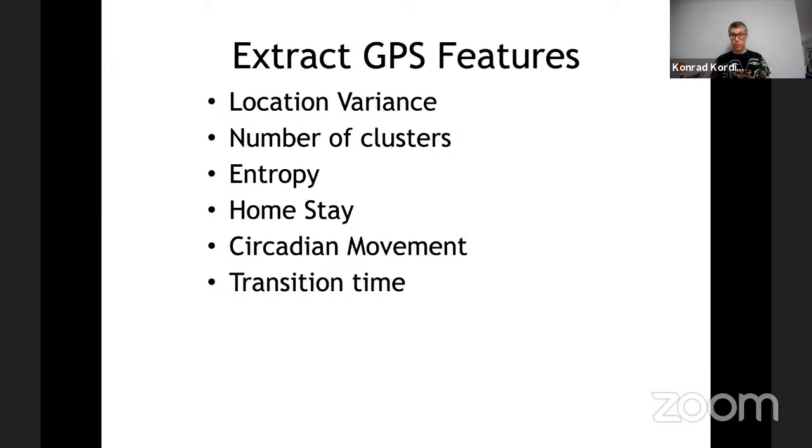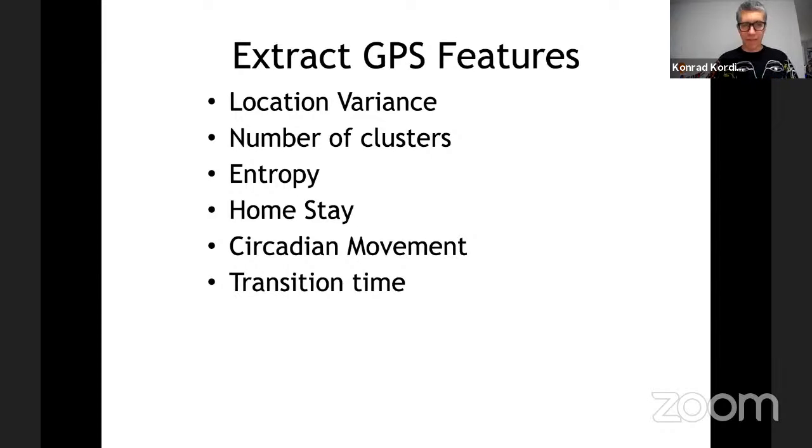So how should we analyze the data? Well, we can extract features from GPS. We can say location variance: if you feel better, you might be in a larger space. Or if you feel better, you could visit more places, so there could be more clusters. Or there could be something about the entropy of the space. Or if you feel good, you spend less time at home. Or you are more active during the day and less active at night. Or there could be something about the transition time, how long it takes you to get from one place to another. Now, which of these do you think correlates with the PHQ-9?